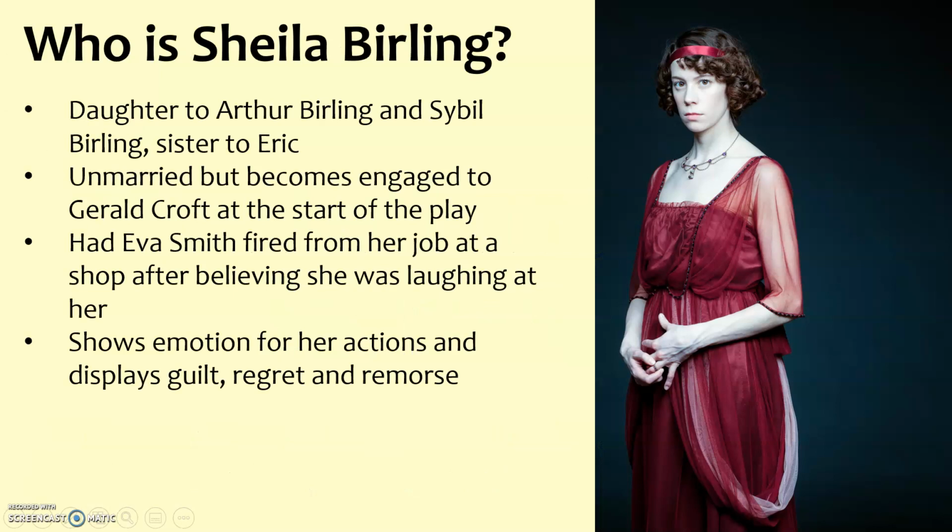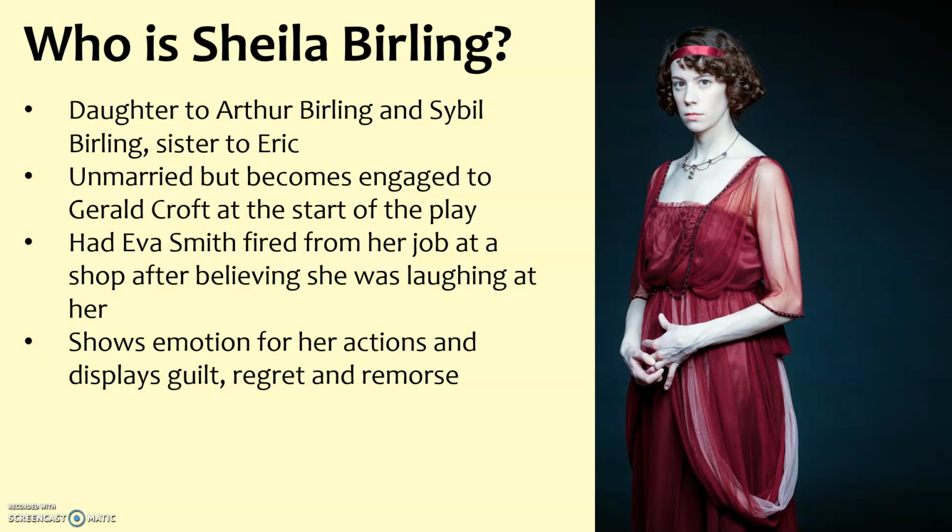So who is Sheila? Well, firstly, to recap the simple basic bits, she's the daughter to Arthur Birling and Sybil Birling, that's Mr. and Mrs. Birling in the play, and she's the sister to Eric. She's unmarried at the start of the play and indeed at the end of the play, but she does become engaged near the beginning to Gerald Croft, who's another business owner.